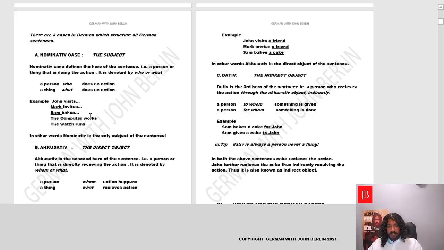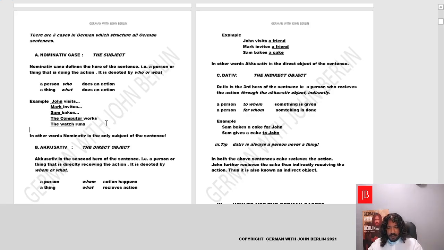Yes, perfect. For example, John visits. John is the subject. Mark invites. Mark is the subject. Sam bakes. Sam is the subject. The computer works. The computer is the subject. The watch runs. The watch is the subject. Yes?